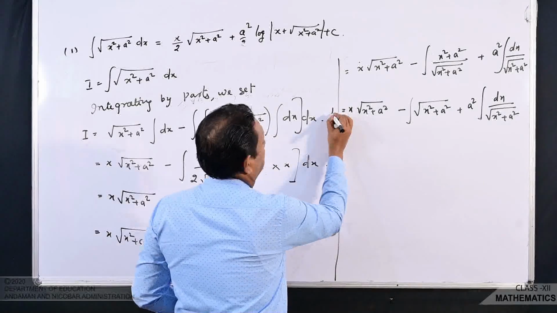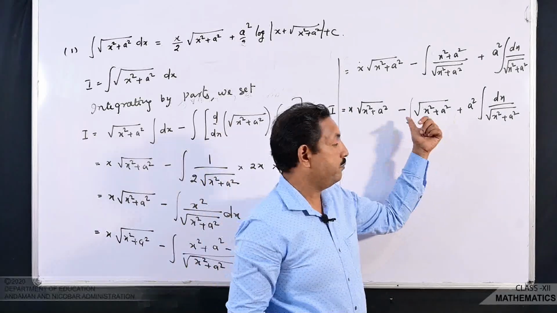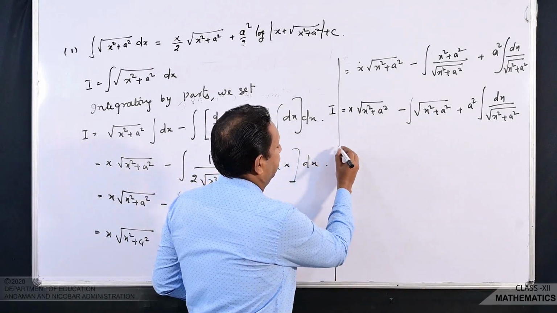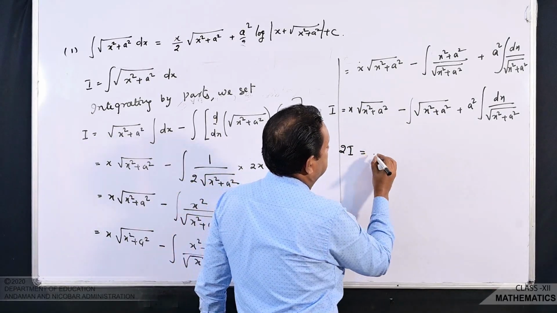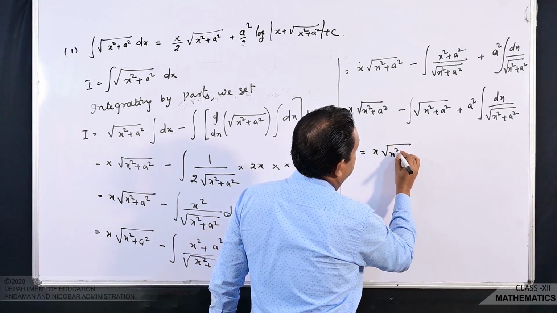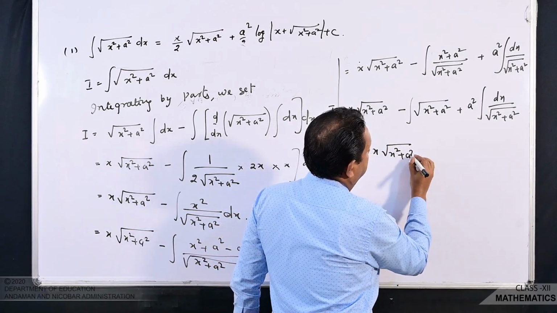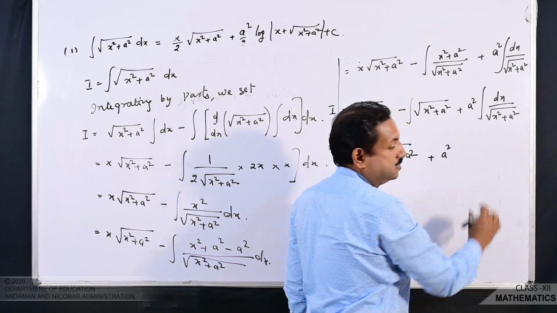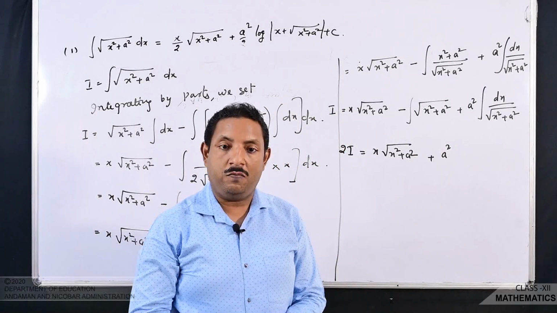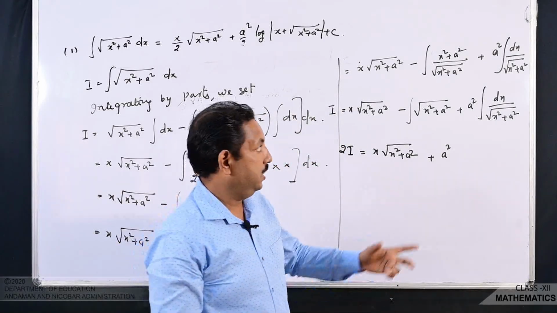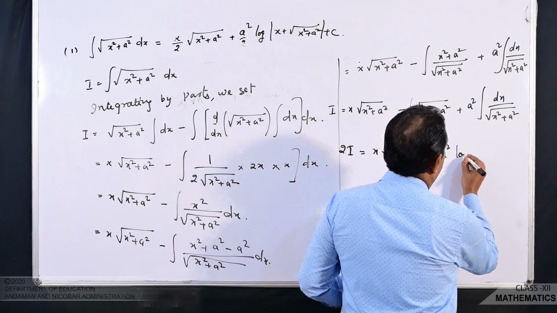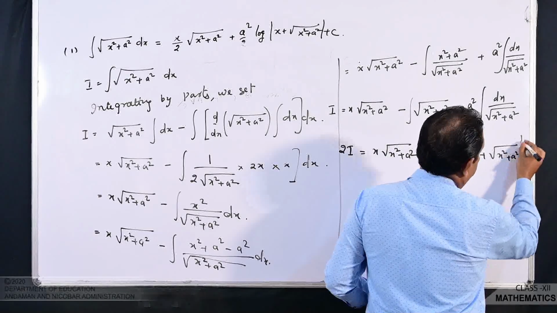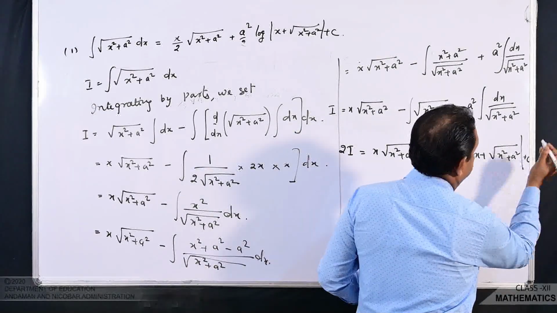So, we have I here on the left hand side, and here once again we have minus I. This minus I we can take to the left hand side, and that will become 2I, and 2I is equal to x root under x square plus a square, and plus a square, and the integration of this by using our special six forms is given by log of mod x plus under root of x square plus a square, plus c. You can put c here also.